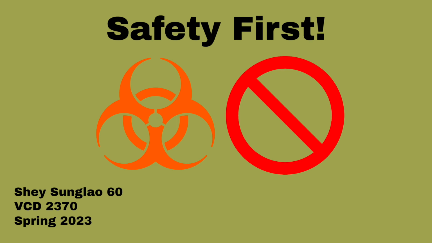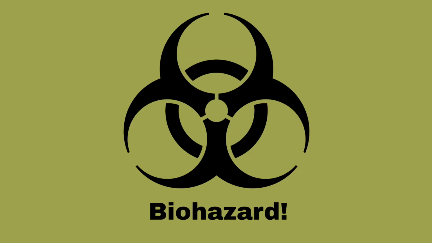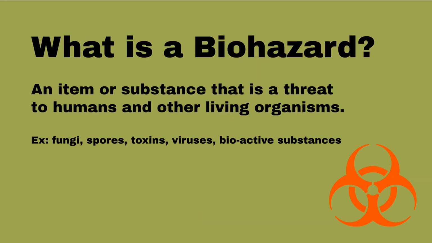In this video, I will be discussing the importance of two visual communication design specimens that are often overlooked and how they are crucial to our safety in everyday life. The first is a 2D specimen, the biohazard symbol. The purpose of this symbol is to identify something as a biological hazard. This means that the substance or item being identified poses a threat to humans and other living organisms. This includes fungi, spores, toxins, viruses, and bioactive substances.